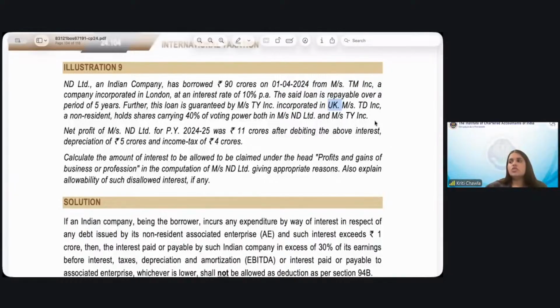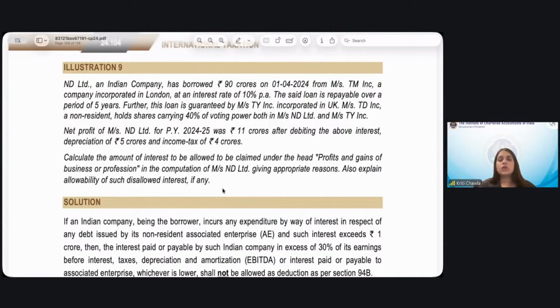The net profit of Messrs. ND Limited for previous year 24-25 was 11 crores after debiting the above interest, depreciation of 5 crore and income tax of 4 crore. Calculate the amount of interest to be allowed, which is to be claimed under PGBP in computation of Messrs. ND Limited, giving appropriate reasons, and also explain allowability of such disallowed interest, if any. Now, a lot of things here. How do you approach a question relating to this?